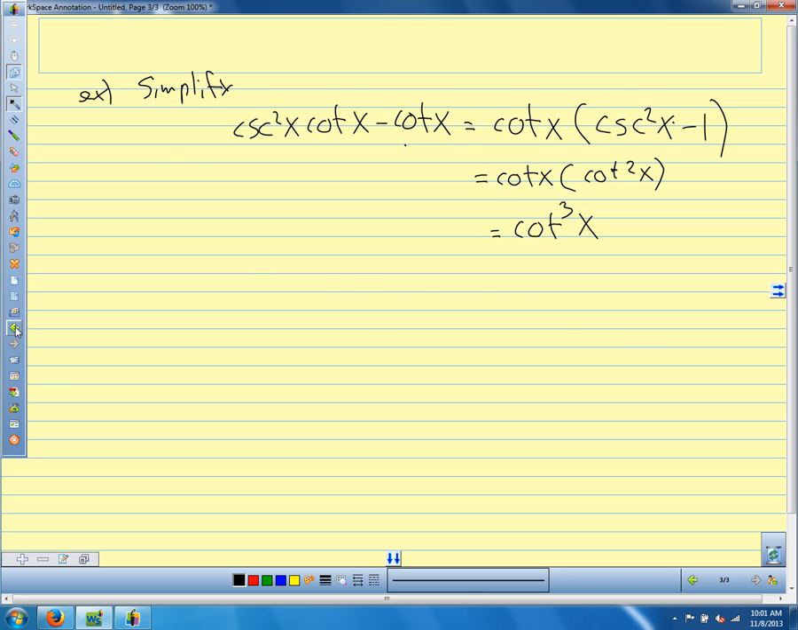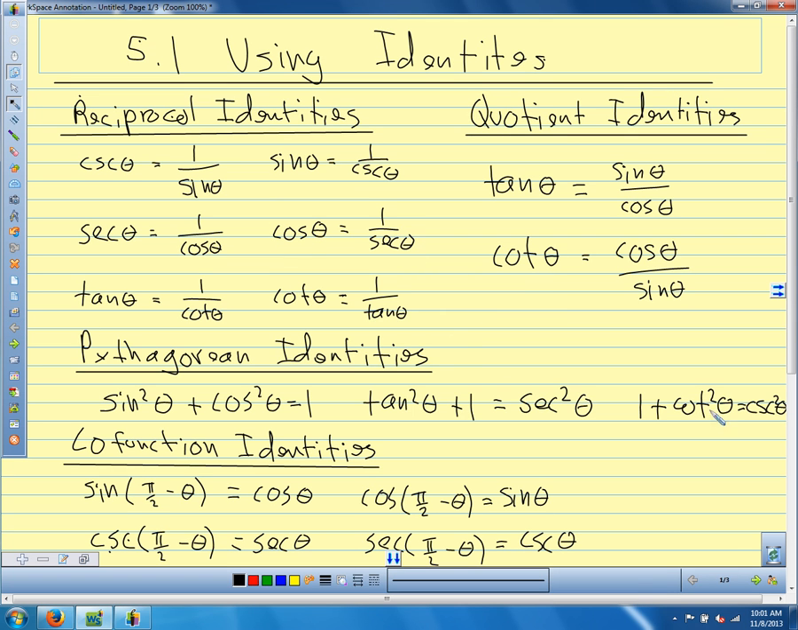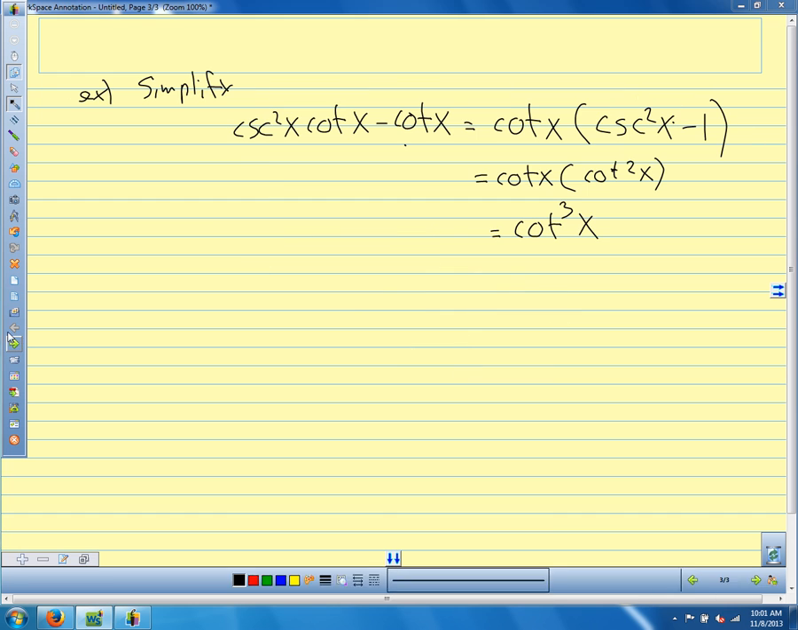If I go back to my Pythagorean identity, if I subtract 1 from both sides, I get cosecant squared minus 1 on this side and cotangent squared on that side. So cosecant squared theta minus 1 equals cotangent squared. Okay? So this simplifies to cotangent cubed x, which is much easier to work with than this.